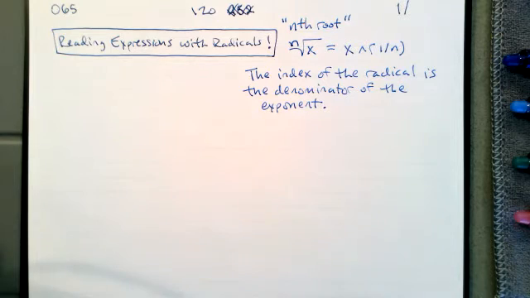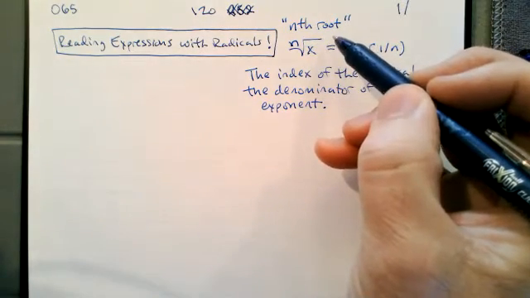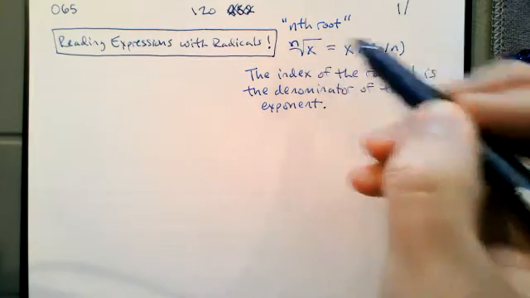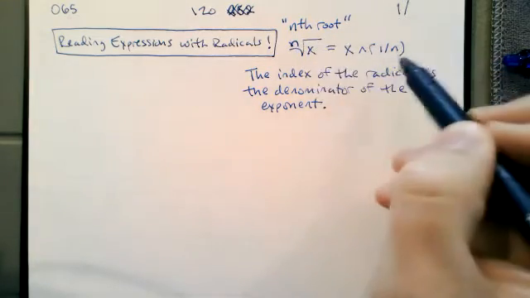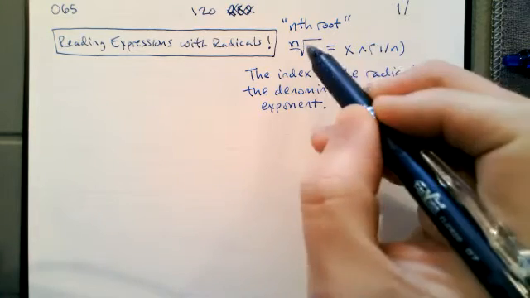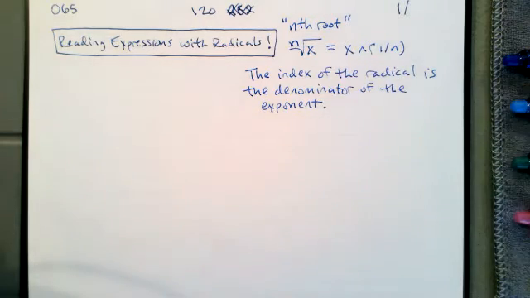Not in office anyway. So let's talk about reading expressions with radicals. And what I mean by radicals is this symbol, this radical symbol. Last time we talked about the index of the radical being the denominator of the exponent.